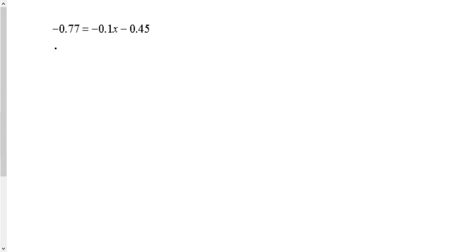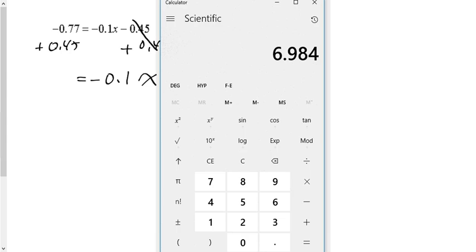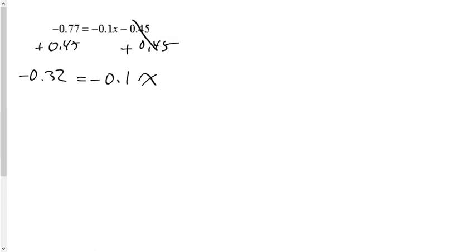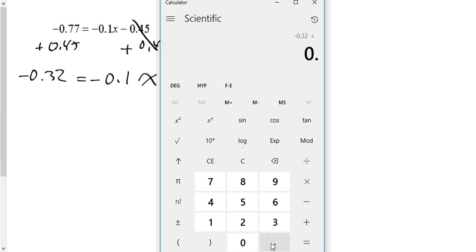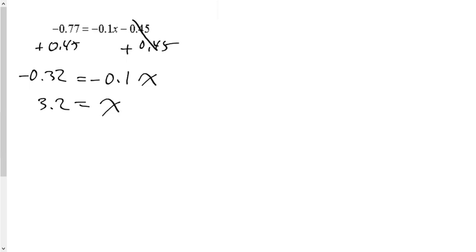Your next question, get rid of your constant. Just your coefficient and your variable left. Over here, use your calculator. 0.77, change it to negative. Combine that with, or add it to, a positive 0.45, and the sum is negative 0.32. Take that number and divide it by your coefficient, and your answer is going to be a positive 3.2.